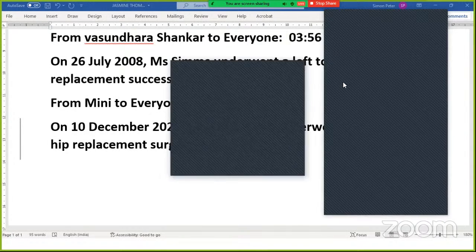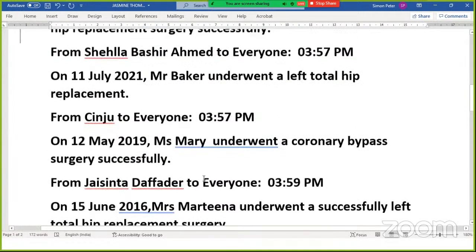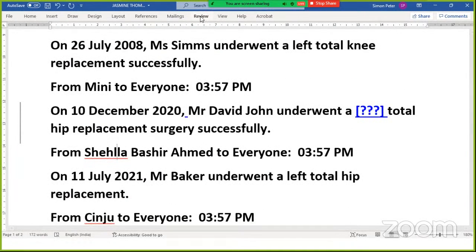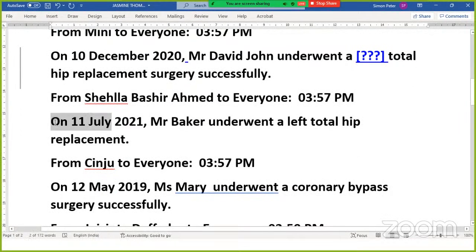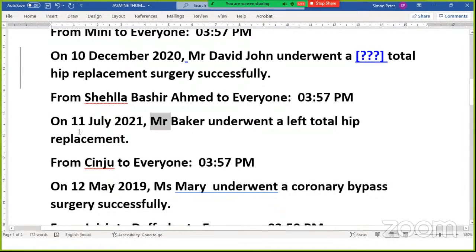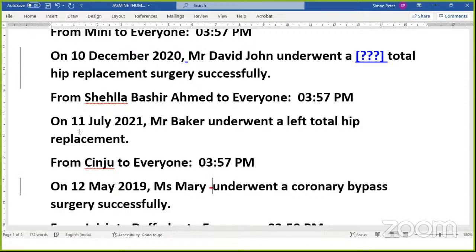Jai Sinta. Okay. So, here we are. So, Shahla Bashir. On 11 July 2021, correct. Mr. Baker, correct. Underwent, correct. A left total hip replacement. Very good. On 12 May 2019, Miss Mary, so here double space, underwent a coronary bypass surgery successfully. Very good.